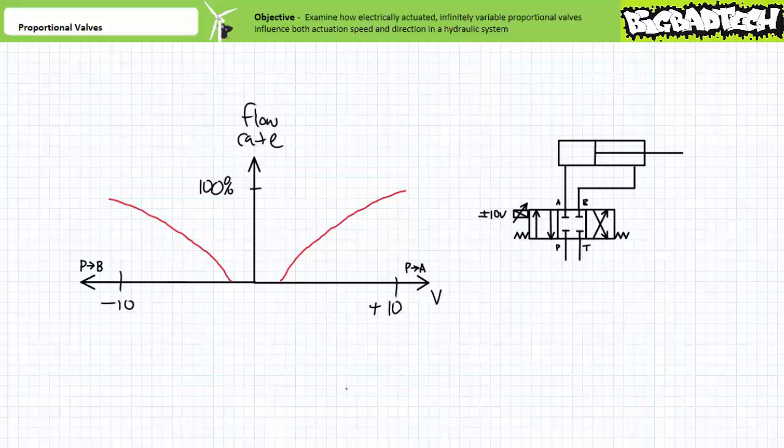The cap end, having a larger functional area, would necessitate less pressure to extend a given load. This means a proportional valve will experience more of a pressure differential during extension at a given applied voltage and more flow as a result. It should be noted that there exist pressure-compensated proportional valves that provide a constant flow rate regardless of variations in pressure upstream or load-induced variations downstream.